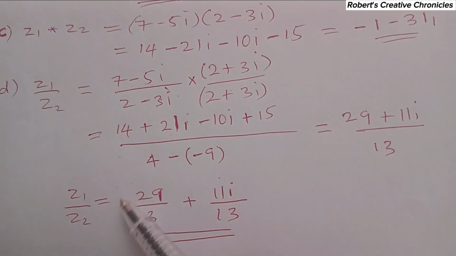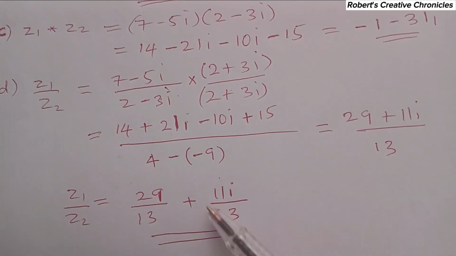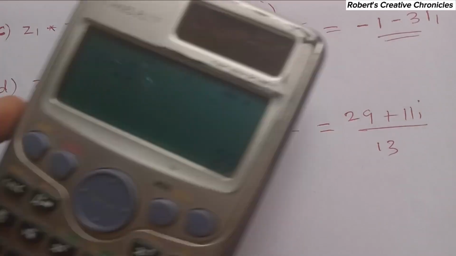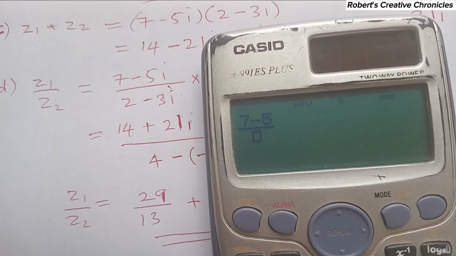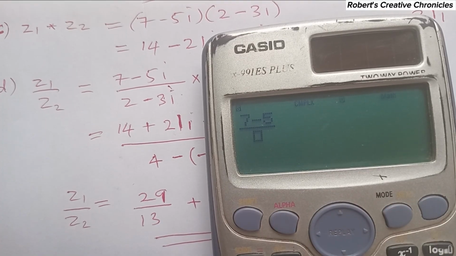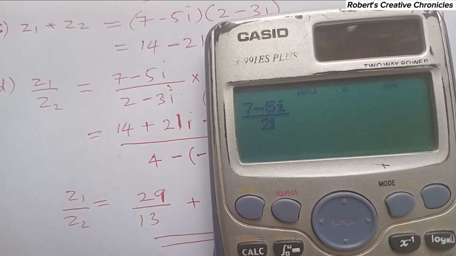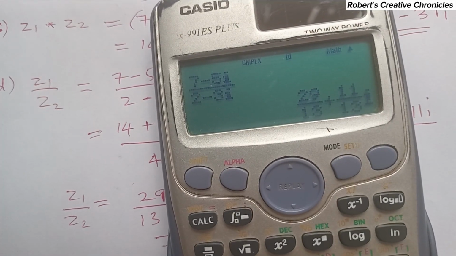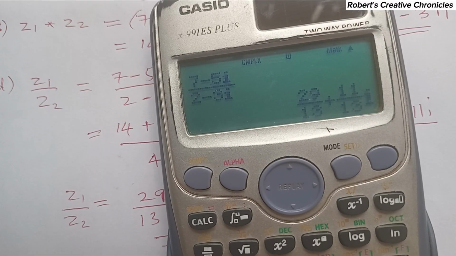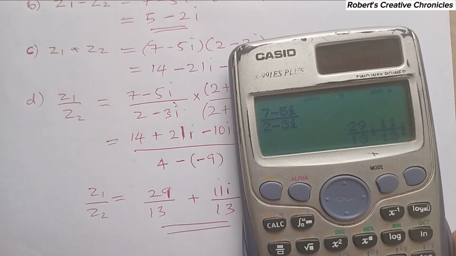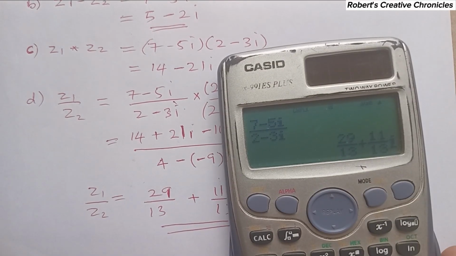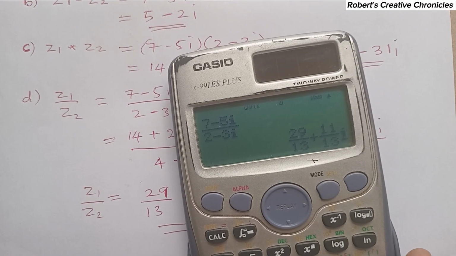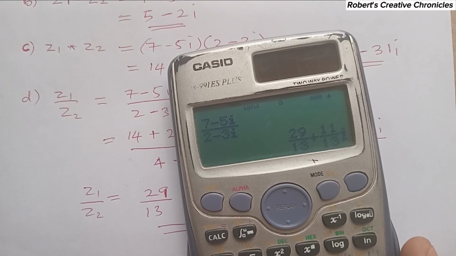So 29 over 13 will be the real component, which is x, and 11 over 13 is the imaginary component, which is y. So we can cross-check it. 7 minus 5i over 2 minus 3i. So you see 29 over 13 plus 11 over 13 i. So all this is correct. If you are doing maybe an OBJ exam, you can use this calculator for it to get the answer quickly.